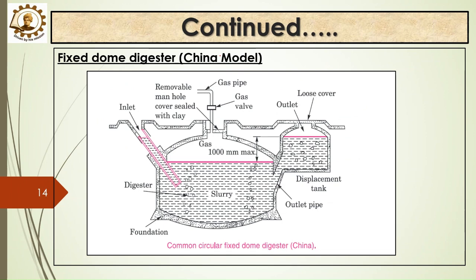Now we have the fixed dome digester, which was developed as a Chinese model, so it is also known as the China model. As we can see, again we have the inlet, this is the digester, this is the slurry, this is the foundation base, and the gas is moving up. This is a removable manhole covered sealed with clay. Then there's a gas valve, a gas pipe, and then we have the outlet, a loose cover, the displacement tank and the outlet pipe. As we can see, the construction is a little bit different from that of the KVIC model.